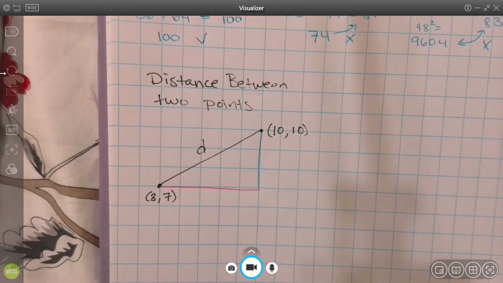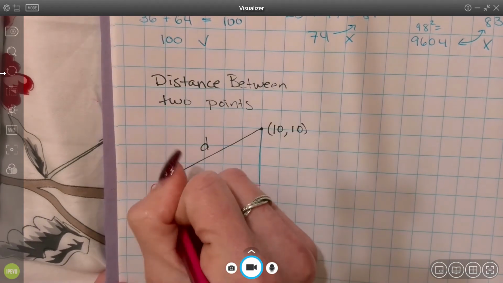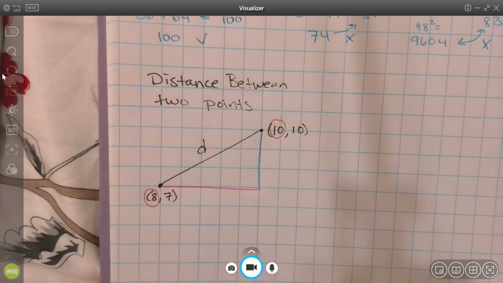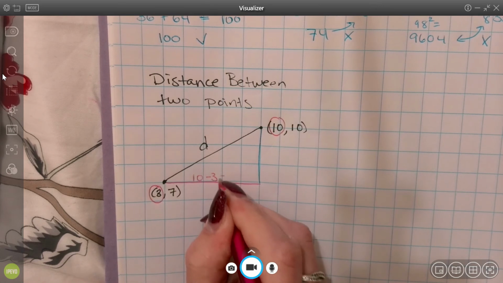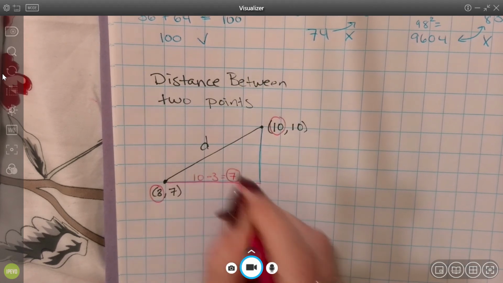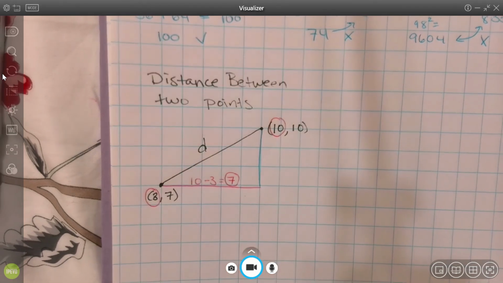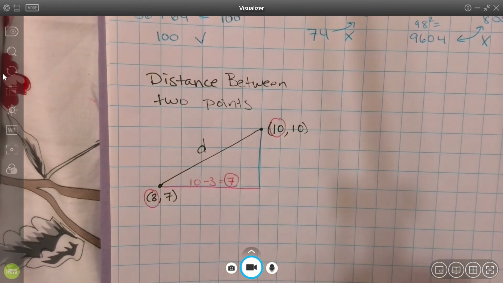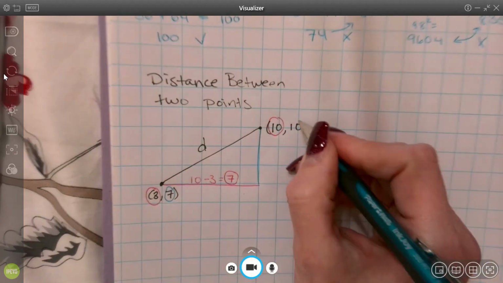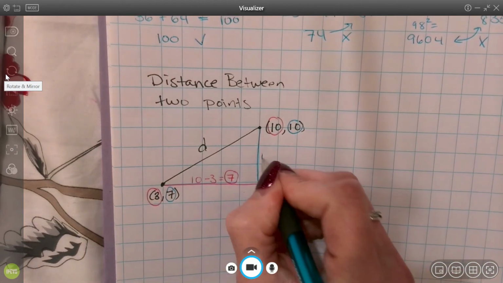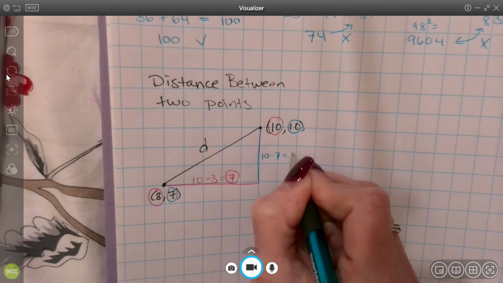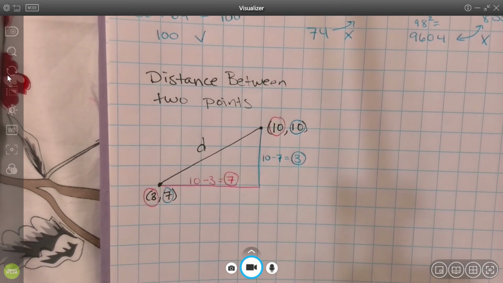And the horizontal in this case is our x direction. So we need to say, how do I get from 3 to 10? Well, we do 10 minus 3, which gives us a horizontal movement of 7. Then we also need to say, how do I get from 7 to 10 for my vertical movement in the y direction? So 10 minus 7 gives us a vertical movement of 3.